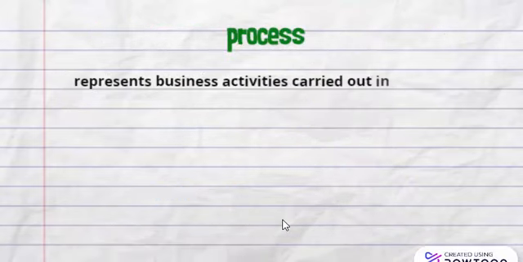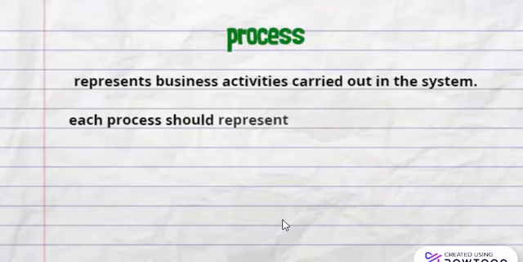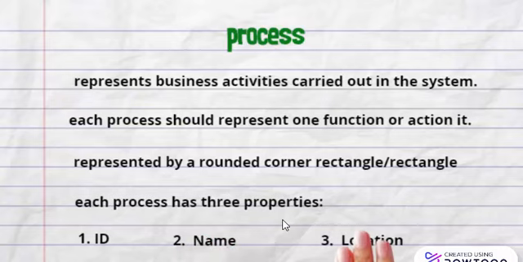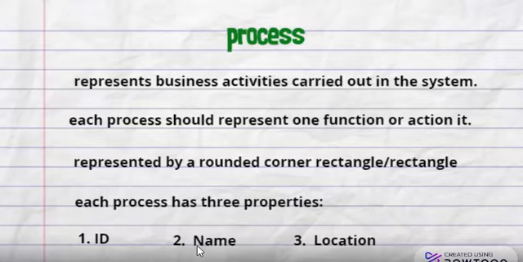Process. Processes represent business activities carried out in the system. Each process should represent one function or action. It is represented by a rounded corner rectangle or rectangle. Each process has three properties: ID, name, location.